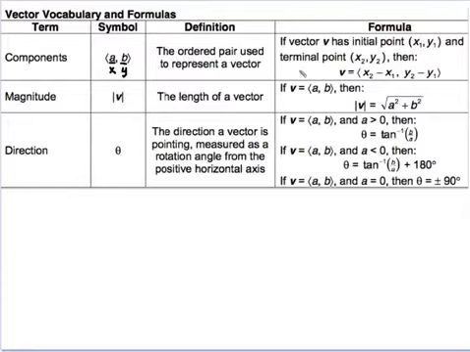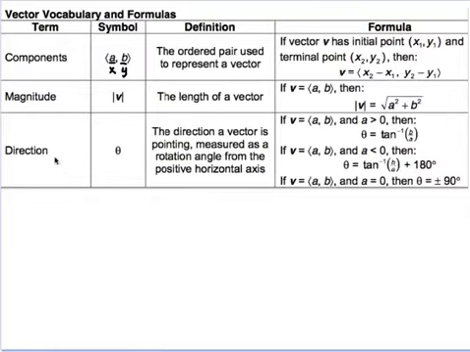The ordered pair used to represent a vector. If vector v has initial point x1, y1 and terminal point x2, y2, then you can find the coordinates like this. So that's the components for your vector. That tells you from your starting point how far you're going to go left or right and how far you're going to go up or down. Okay, now the magnitude, you symbolize it with the absolute value signs with the v or for a vector in between. That's just the length of your vector, so the length of the line. A lot of times you're going to use the Pythagorean theorem.